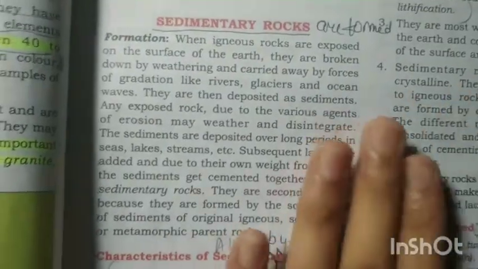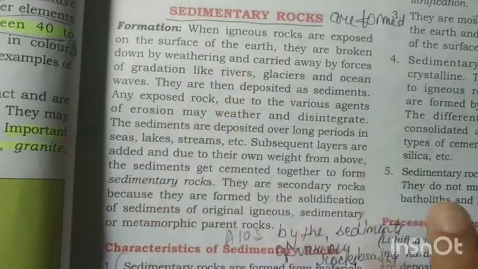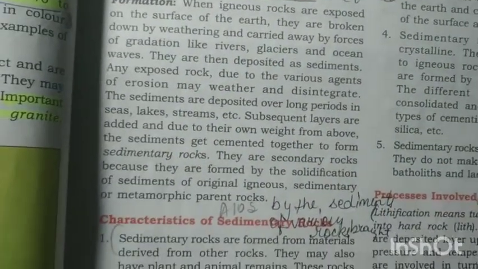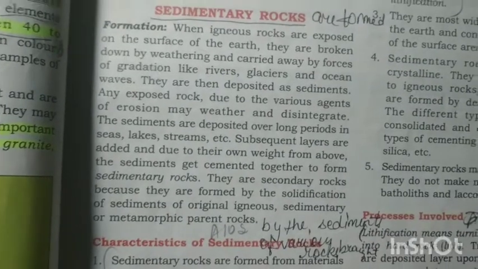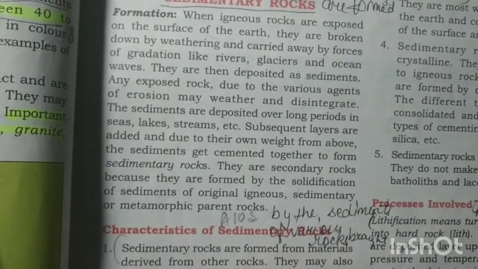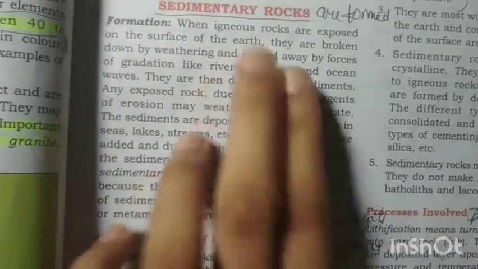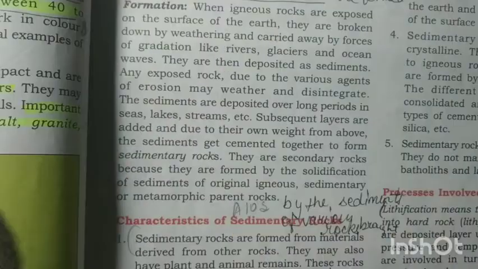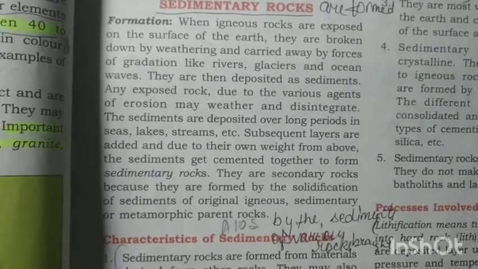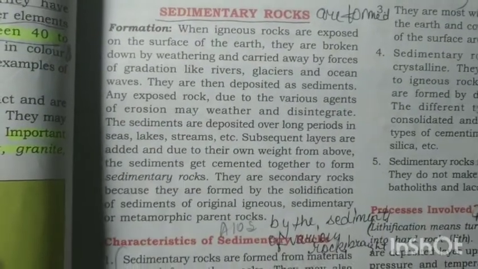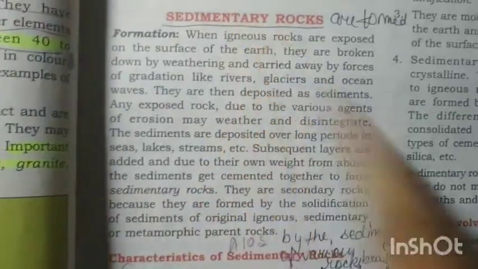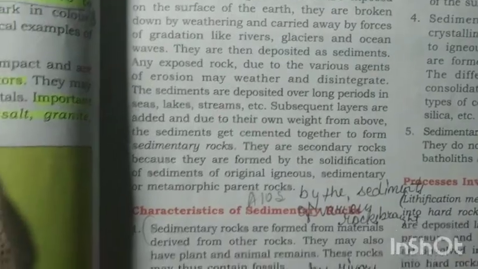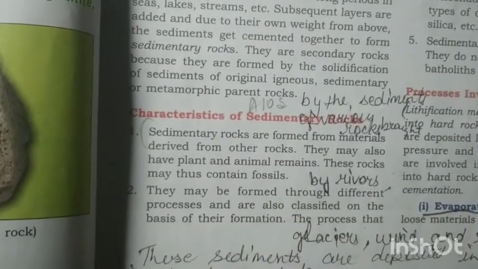Now, from the conclusion of formation of sedimentary rocks, you can conclude what the characteristics are. First characteristic: they are derived from other rocks. Like these sedimentary rocks are derived from igneous rocks. They may be formed by various processes, like weathering, then we could say erosion. So they can be formed through different processes.